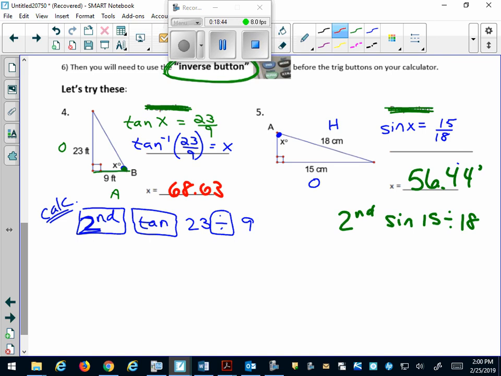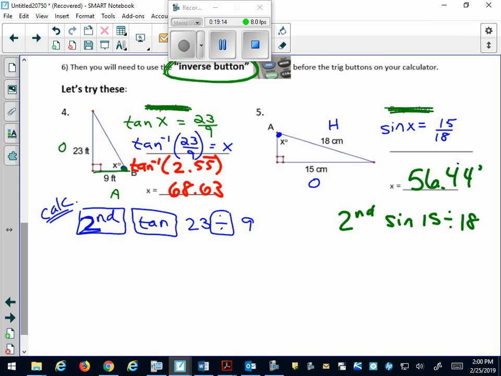Now, for one like this, how would I use my chart? Well, I know that the tangent of some angle is 23 over 9. So what would I do? I would do 23 divided by 9 on my calculator. I lent out my calculator. Can you just do 23 divided by 9 for me? What is it? Repeating, right? Okay. So now I'm trying to find the inverse tan of 2.555.